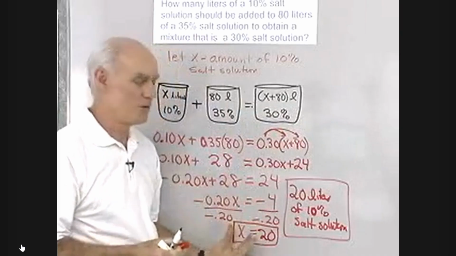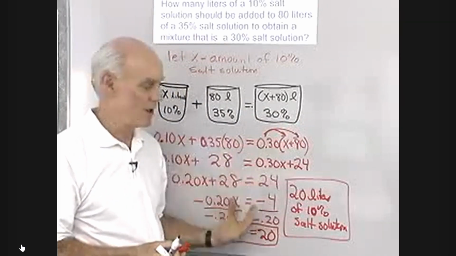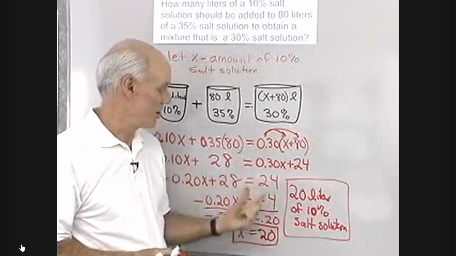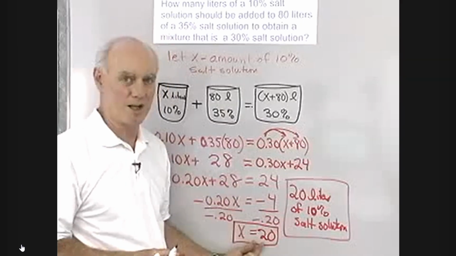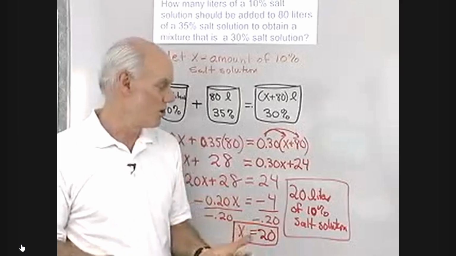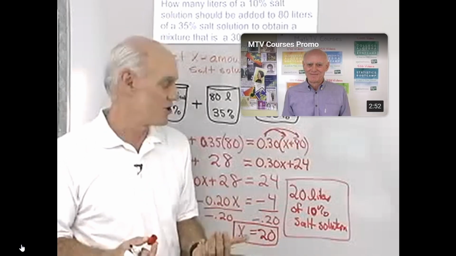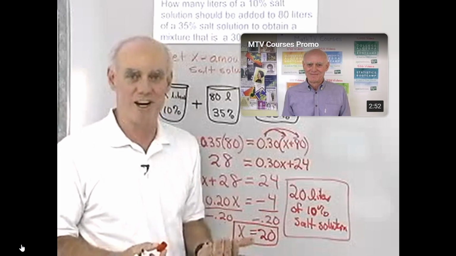Okay, there's a couple of different ways to solve this equation. This is just the way I did it. No matter how you solve this equation, if this is what you start with, you'll end up with x equal 20. Then we just have to remember that this is a word problem, and that 20 stands for the number of liters of 10% salt solution that we were asked to find in the first place.